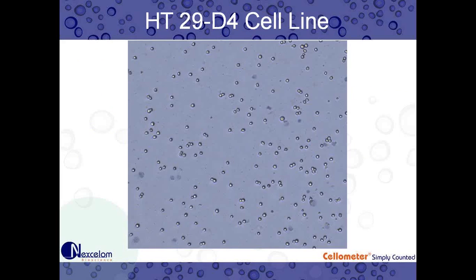So now I have some images. This is the HT29B4 cell line, which were derived from human colon cancer cells. This image was taken with the Auto 1000, and we can see that this is a clean, consistent sample with nice round cells with bright centers. But you can also see the Trypan Blue positive cells stained with blue and that are less defined.